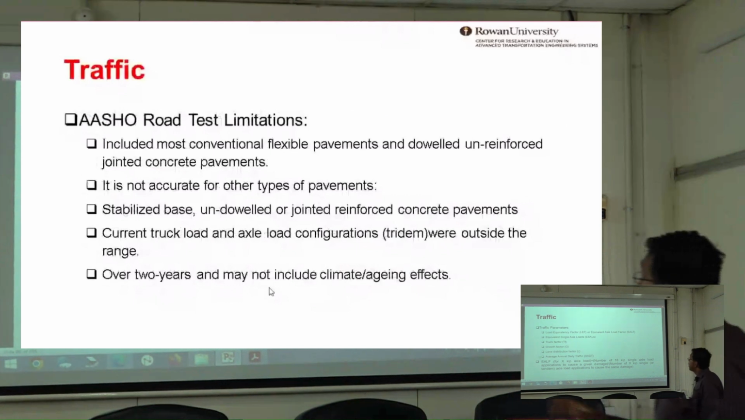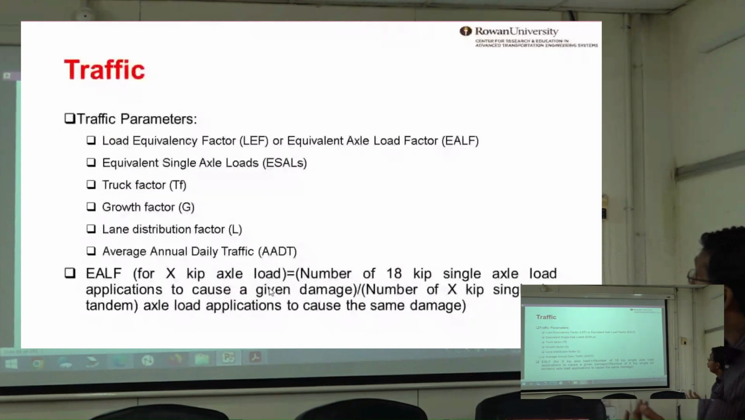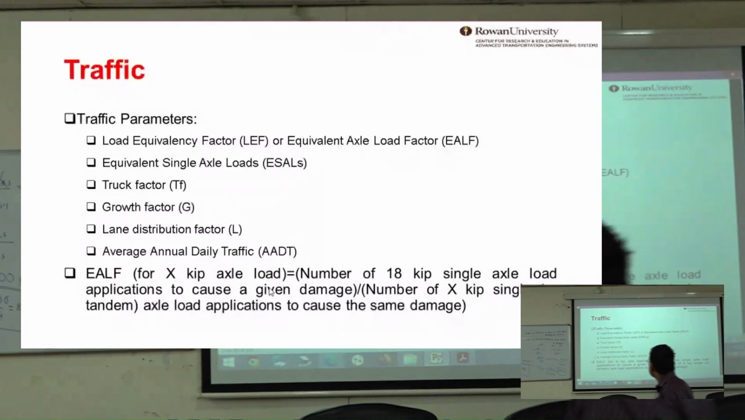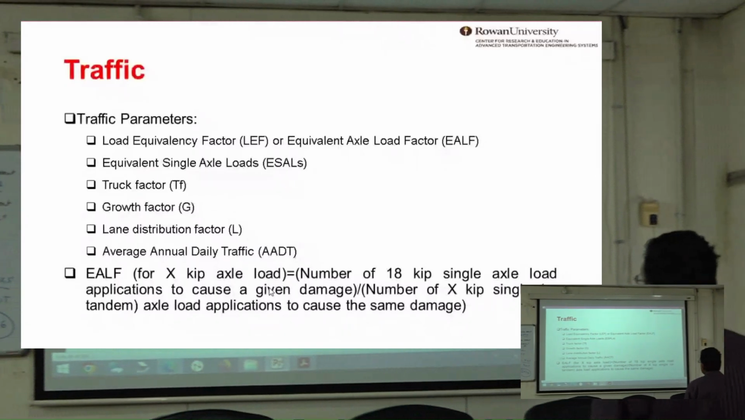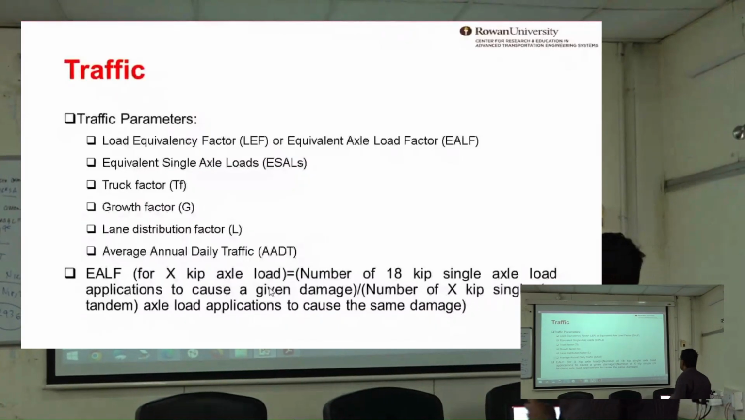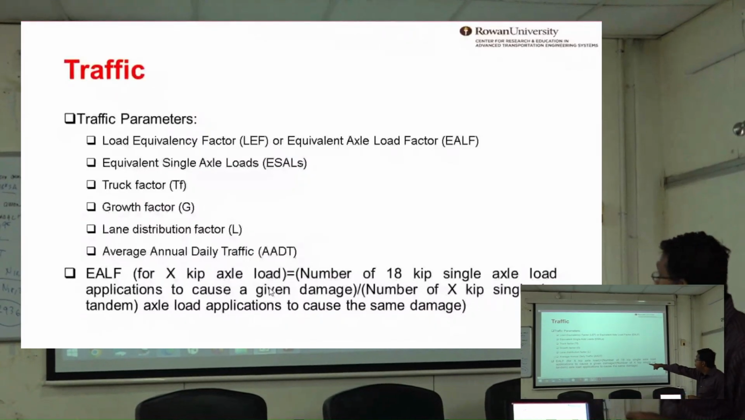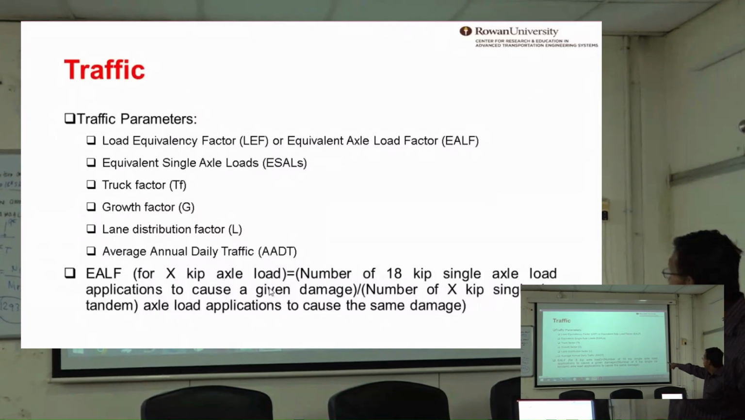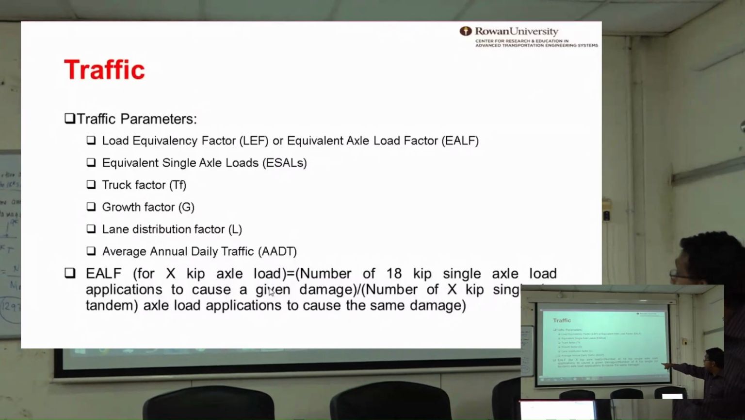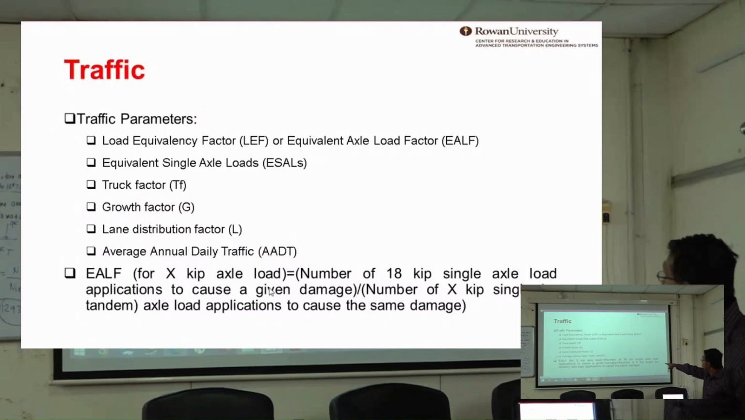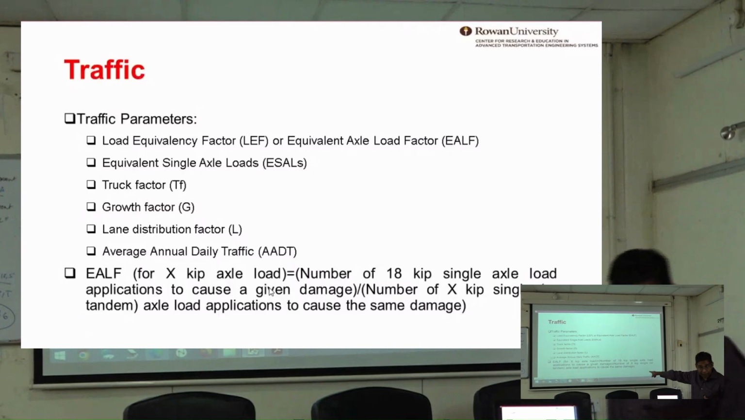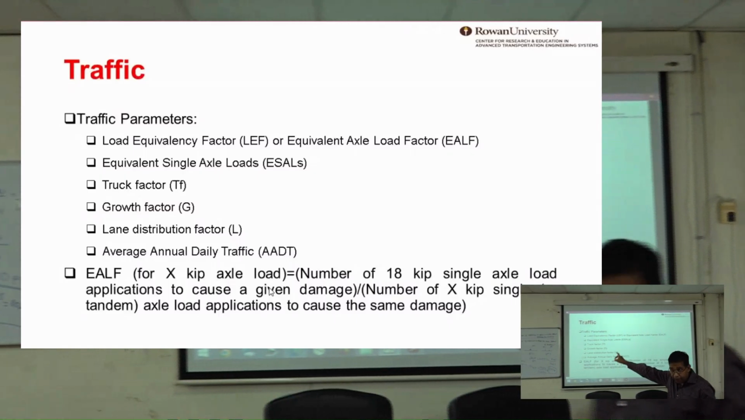Alright, I'm going to cover each of these in detail. Load equivalency factors, equivalent axle loads, truck factors, growth factors, lane distribution, average annual daily factors. This was my definition right there, I should have just put it in my slides. Number of 18 kip single axle load applications to cause a given damage divided by the number of X kip single or tandem axle loads to cause the same amount of damage. Right, that's the same equation that I put up there.